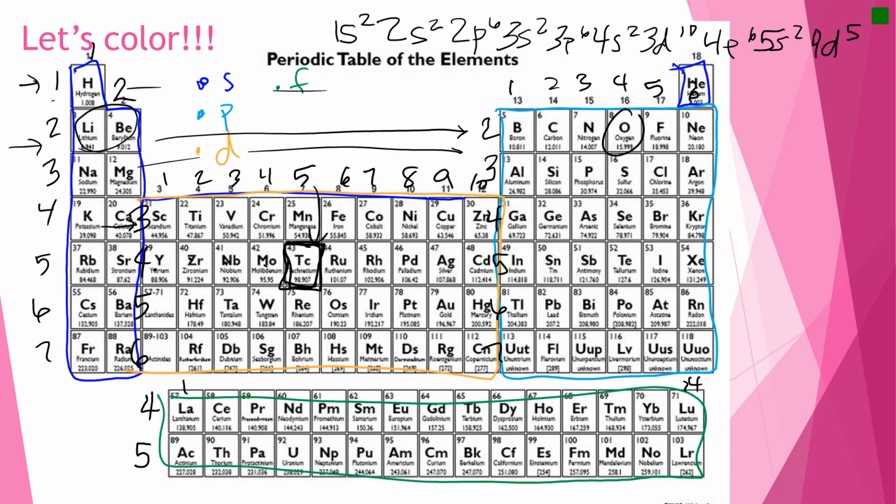Let's try oxygen, a little bit shorter. So then we go 1s2, 2s2, and then 2p, and that would be 4. So for oxygen, it would be 1s2, 2s2, 2p4 for its full electron configuration.